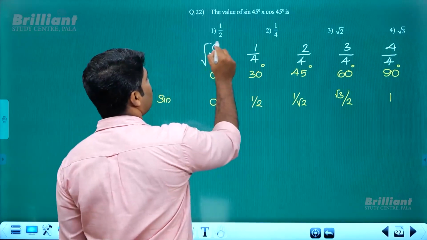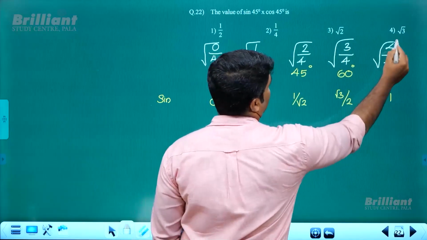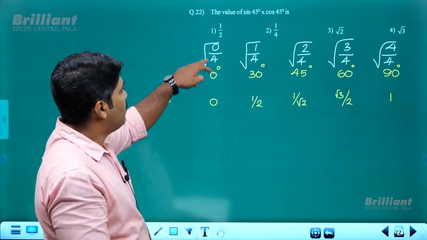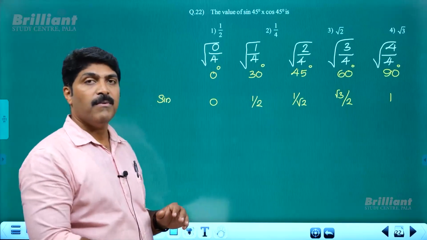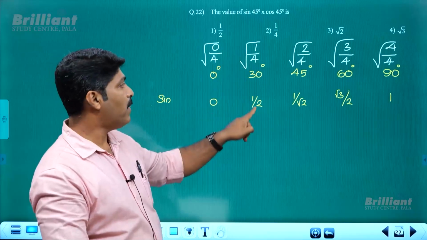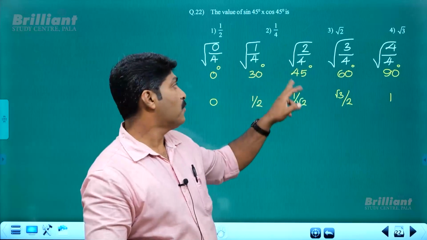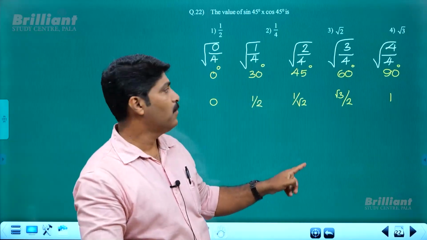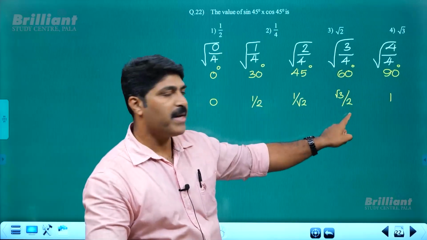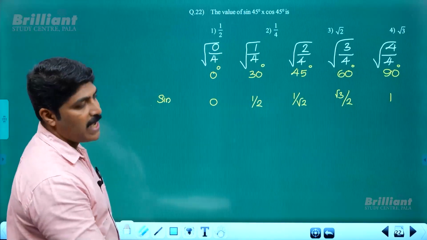Take the root of these values. These are the sine ratio values. Just look here: 0 by 4, what will be the value? 0. Its root is 0. 1 by 4, its root is 1 by 2. 2 by 4, that is the same as root of 1 by 2, that is 1 by root 2. Root of 3 by 4 is root 3, and the denominator will become 2. 4 by 4 is 1. So this is the ratio of sine.